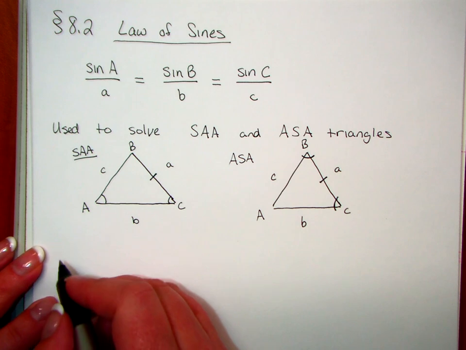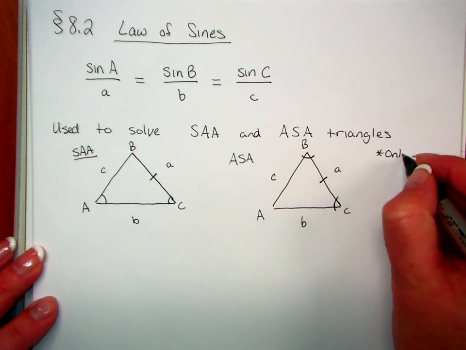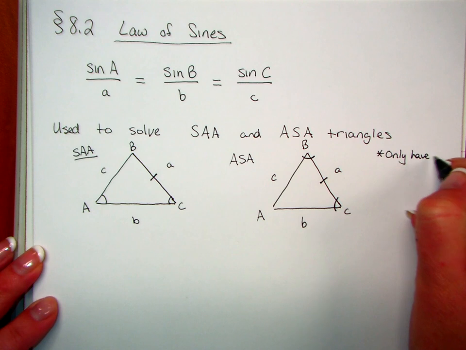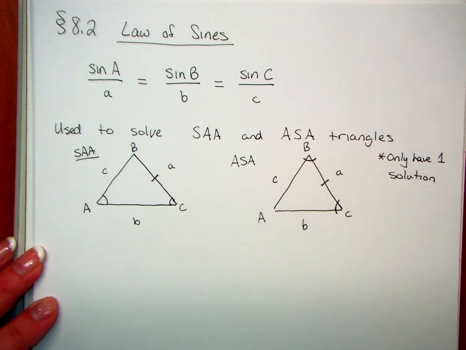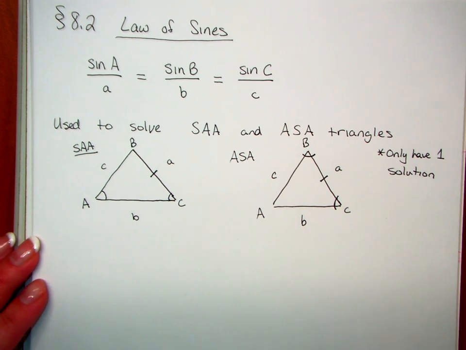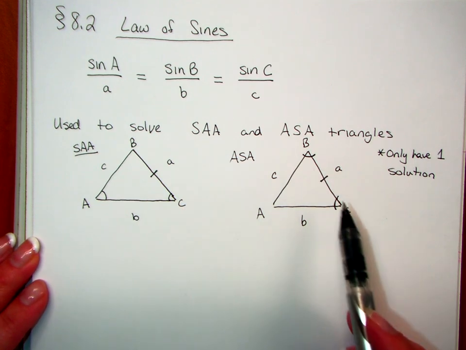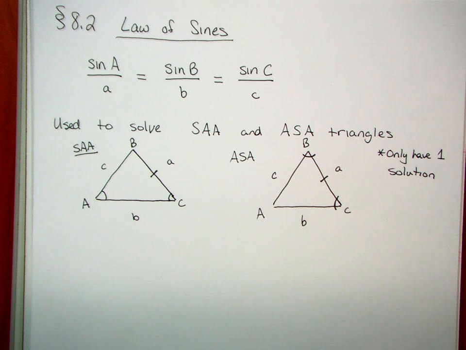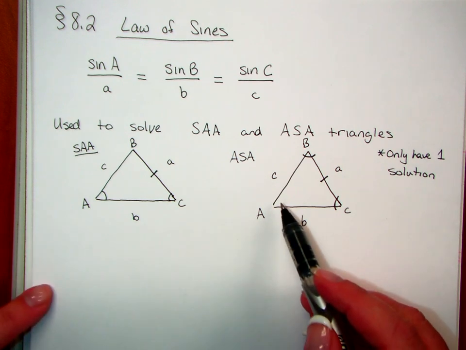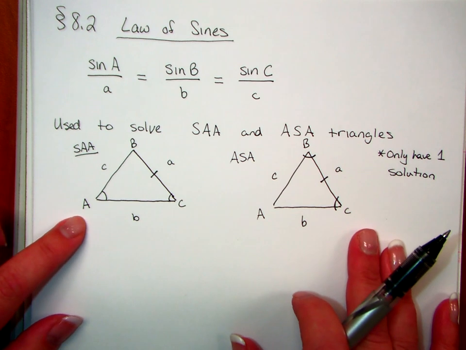Okay, so there's one more. Oh, and these ones only have one solution. The reason these only have one solution is because two of the angles are given in each case. When we have two of the angles given, there's only one value left that can complete this triangle. So these ones are going to have only one solution.